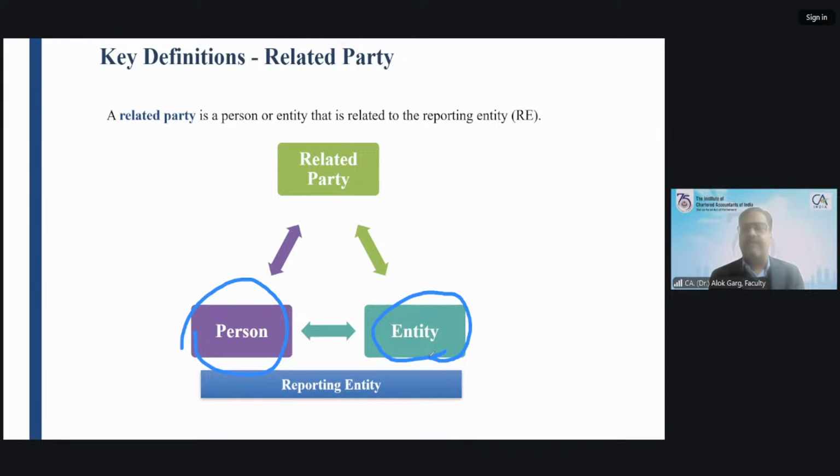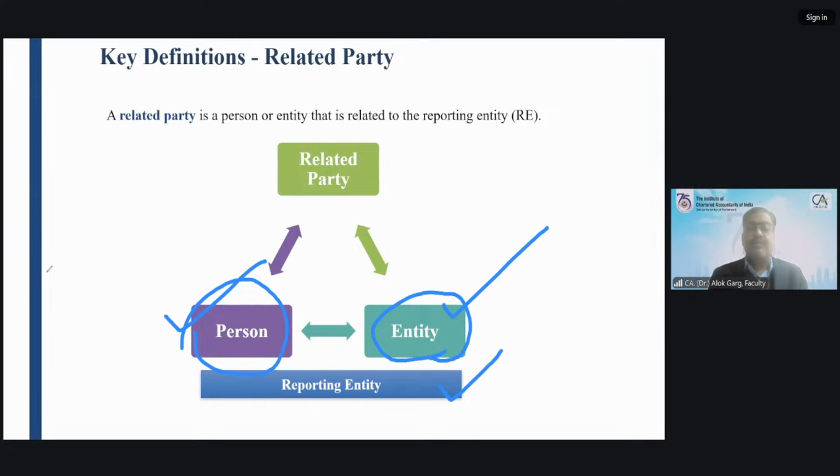So in the notes to accounts of Saminathan and Company Private Limited, Saminathan, who is a person, is a related party. And Saminathan Advisory Private Limited, an entity, is also a related party. Related party of whom? The reporting entity. Who is the reporting entity? Saminathan and Company Private Limited. Is that clear? Yes, sir. So who can be a related party? A person can be a related party, or an entity can be a related party.